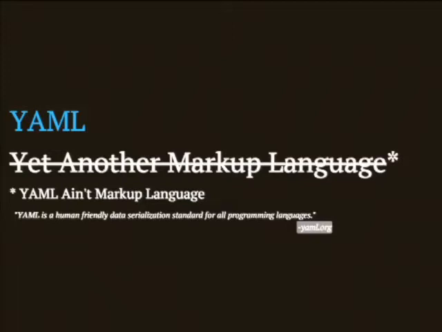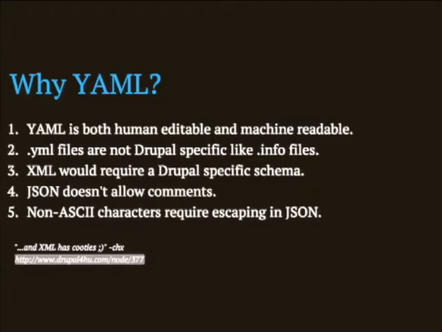But essentially what they say on YAML.org is that it's a human-friendly data serialization standard, which is a nice way of saying this is a human-readable way of setting up your areas of information. So it's not too dissimilar to what we've been doing already in Drupal, but it's useful. So why did we choose YAML in Drupal 8 as opposed to some other serialization format? We look at it as being both human readable and machine readable, which is obviously important. And another reason is that the YAML files are not specific to Drupal.